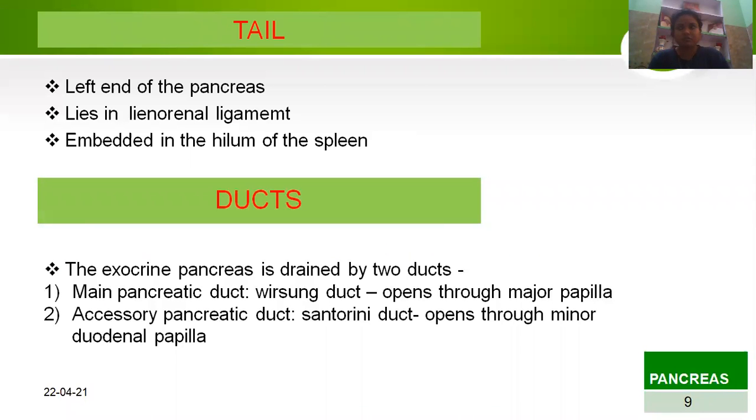Now the tail. The left end of the pancreas is called the tail. So basically the tail is the most left part of the pancreas. It lies in the lienorenal ligament. Lieno means spleen. It is embedded in the hilum of the spleen.